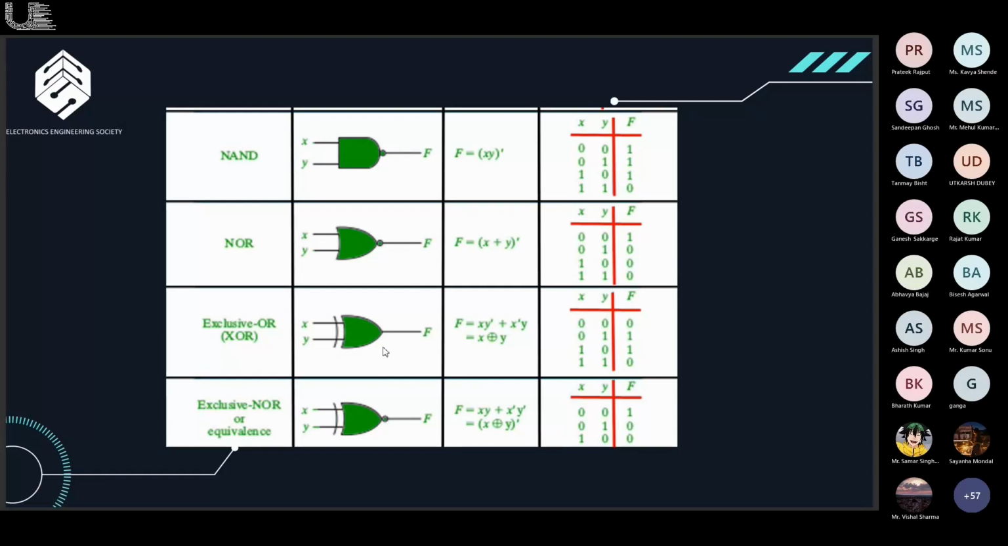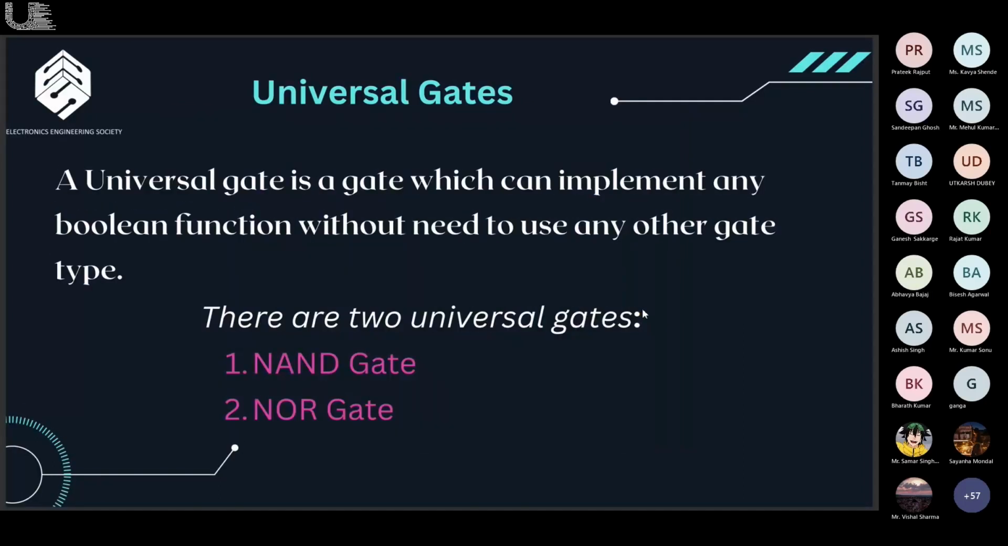And XNOR is just the complement of the XOR gate. So here, if the given inputs are same, then the output would be 1, and if the inputs are different, then the output would be 0. It is just the complement of the XOR gate. Then we'll have universal gates.